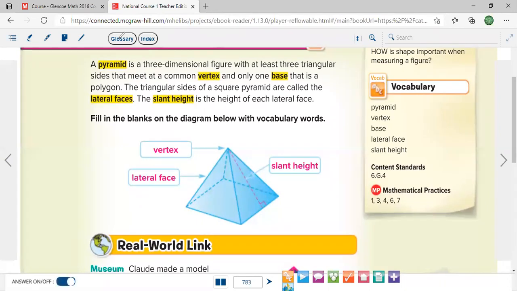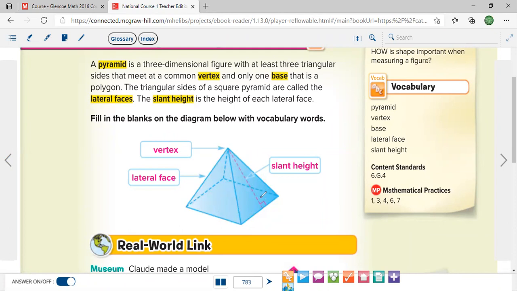Here, this is the vertex of the pyramid where all the triangles meet together. One triangle is one lateral face. All four triangles are lateral faces. Down at the bottom is a square, so this is the base of the pyramid.